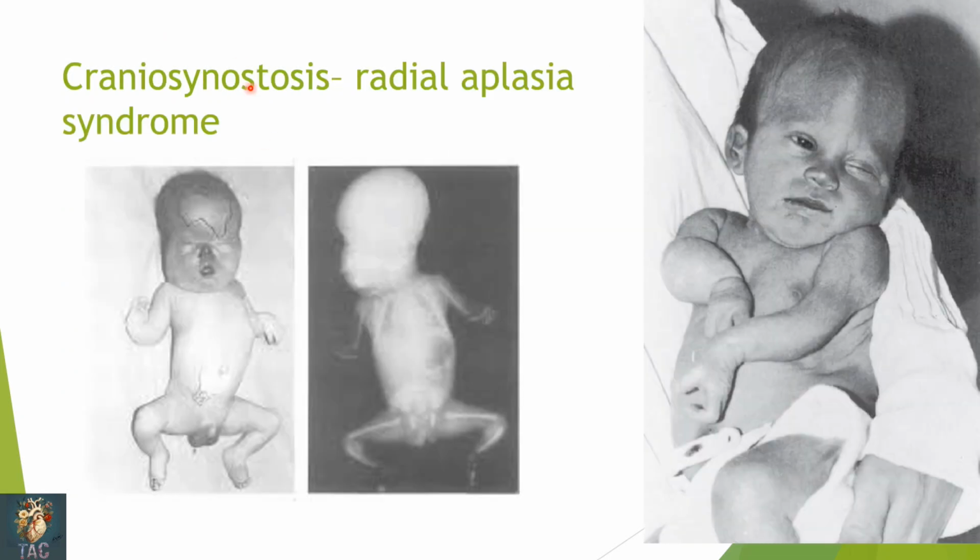Craniosynostosis radial aplasia syndrome, in which you can see there is premature closure of the sutures in the cranial cavity along with aplasia of the radius.